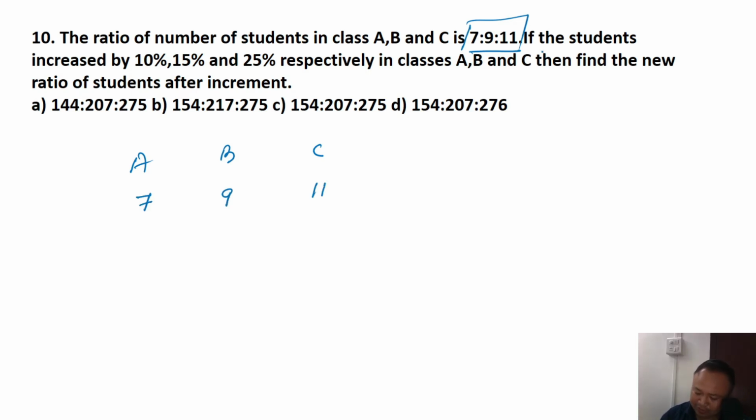If the number of students increases, A by 10%, B by 15% and C by 25%, then what is the new ratio? So let us see: 7 increased by 10% becomes 11 by 10 of it. Now B increased by 15%.